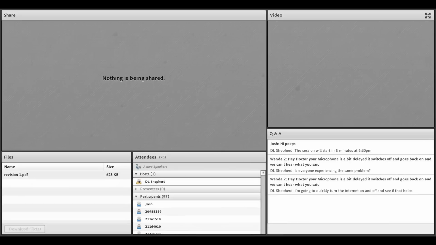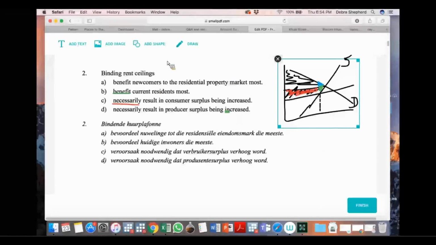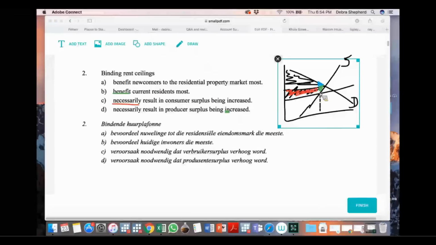Okay, so search costs don't necessarily have to occur. In this example, we actually haven't given you any information about search costs. If we did give you information about search costs, so if I told you in this question that these consumers, in order to guarantee access to housing, would have spent some of their consumer surplus on search cost, then I can definitely say that consumer surplus would not have increased.